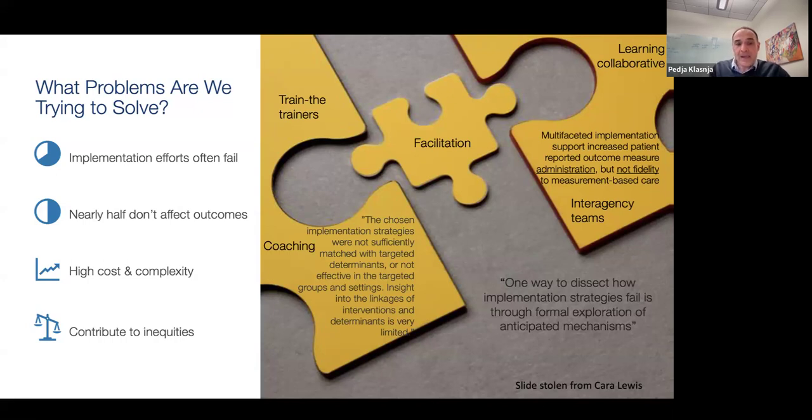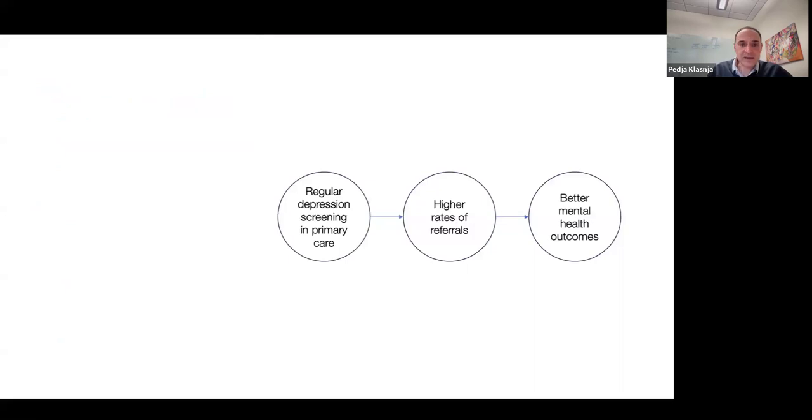Part of the issue here is that we were trying to focus on a number of more specific problems that might lead to these large issues in the field. And just to make things concrete, let's say you were trying to implement regular depression screening in primary care, right? The idea might be that regular depression screening in primary care can lead to higher rates of referrals, which will then have better mental health outcomes.